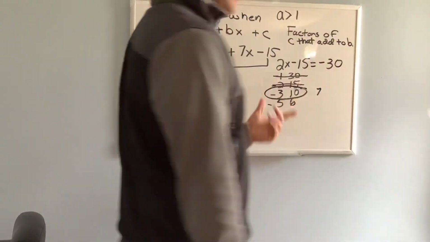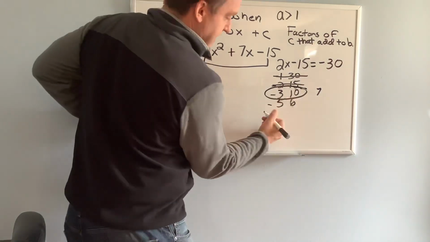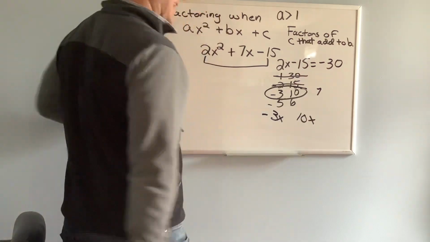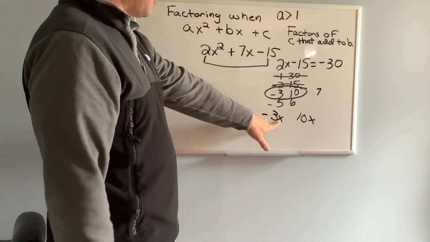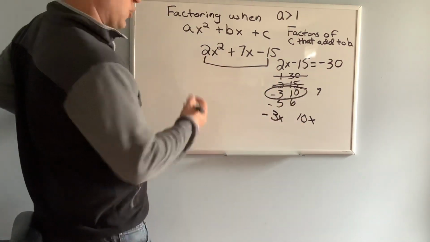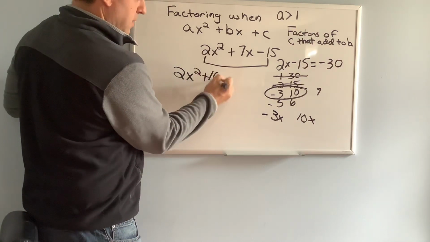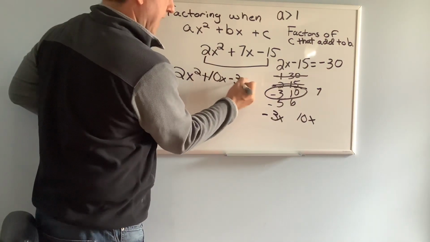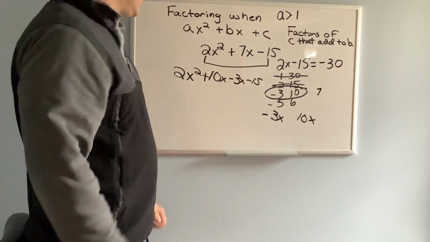Now, what happens is we're going to break this into factoring by grouping. So we're going to take this negative 3 and make it negative 3x, and the 10 and make it 10x. And we're going to pair it in the middle. So as I look at this, I'm going to put the negative 3x with the 15, and the 10x first with the 2x squared. So we have 2x squared plus 10x, and then I'm going to put minus 3x, and then minus 15. And now what we're going to do is use factoring by grouping.